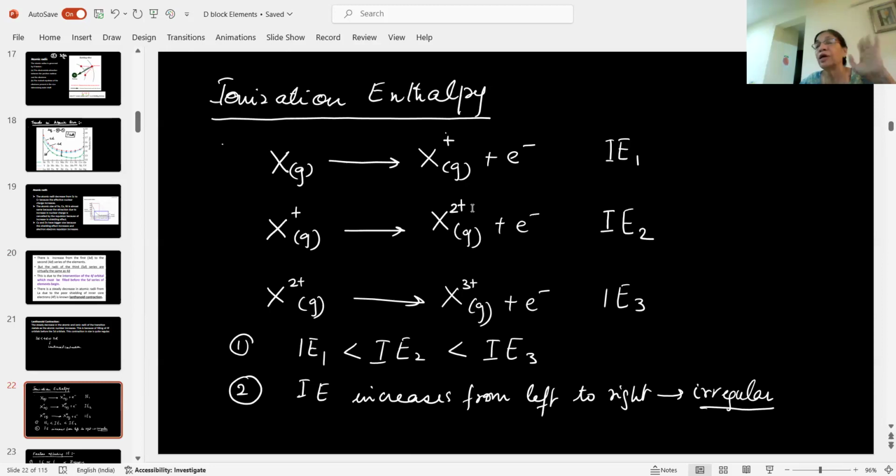Then based on atomic size, you have to learn ionization energy. So when you remove one electron from an isolated gaseous atom, it is IE1. When you remove the second one from a positively charged ion, it is IE2 and then IE3. Now generally IE1 is less than IE2 and then IE3. And ionization energy increases from left to right as the size decreases, but this increase is irregular.